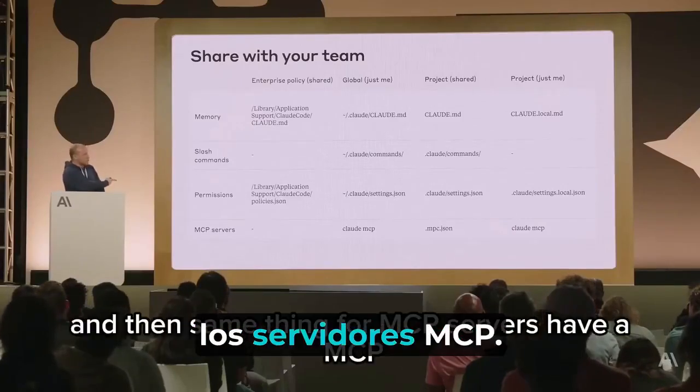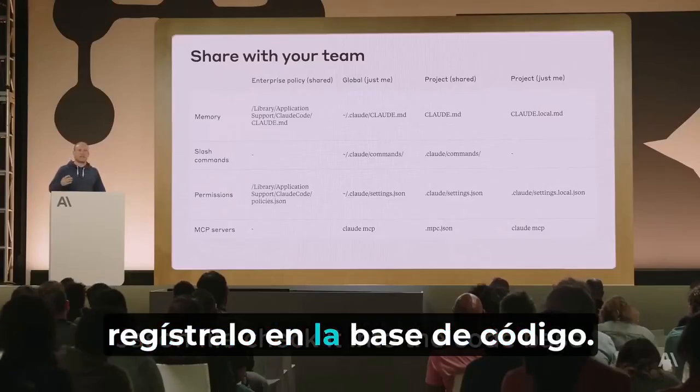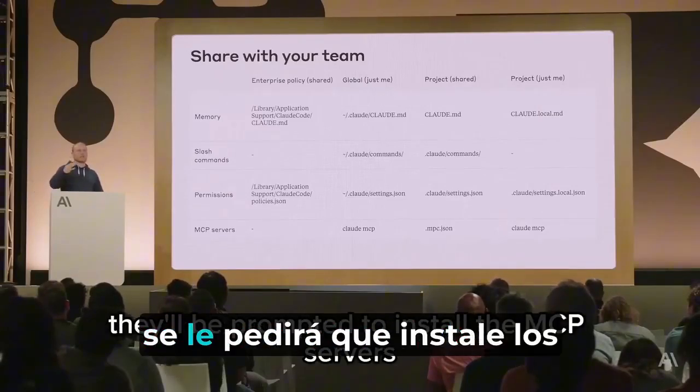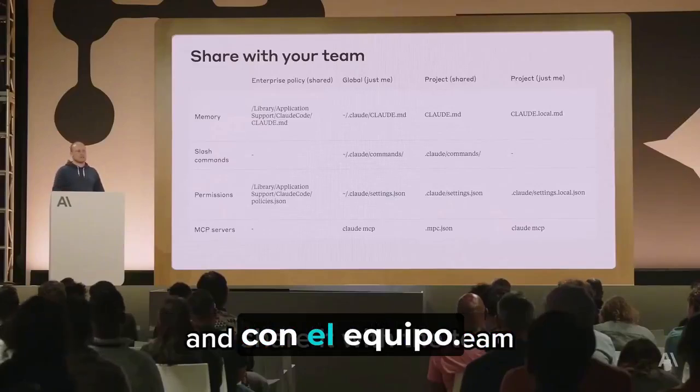And then same thing for MCP servers. Have an MCP JSON file, check it into the code base. That way, anytime someone runs Claude Code in your code base, they'll be prompted to install the MCP servers and share it with the team.